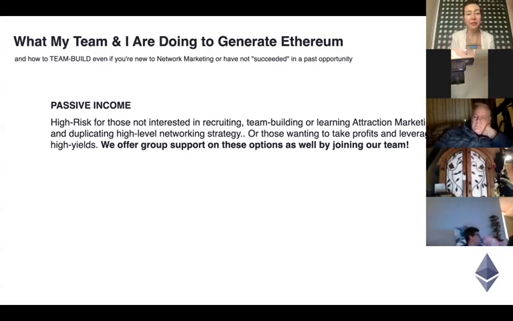So the high risk is for those not interested in recruiting, or as a side thing, like I'm saying, putting some profit into there. It's a passive thing, hands-free. The team building, learning attraction marketing skills, duplicating high-level marketing strategy, if that's not for you, or you want to do it on the side of that, this is maybe for some of you who want to take profits, like I was sharing, and start to leverage those high yields. We do offer support on these options as well when you join our team.